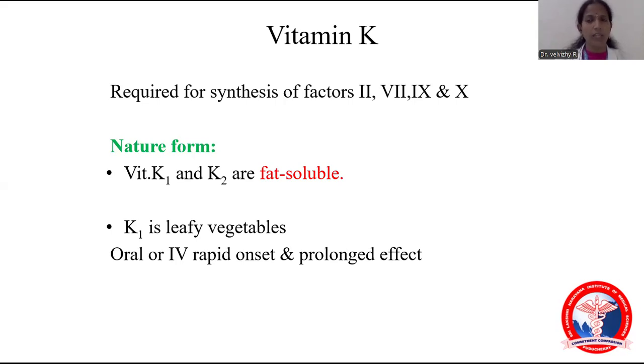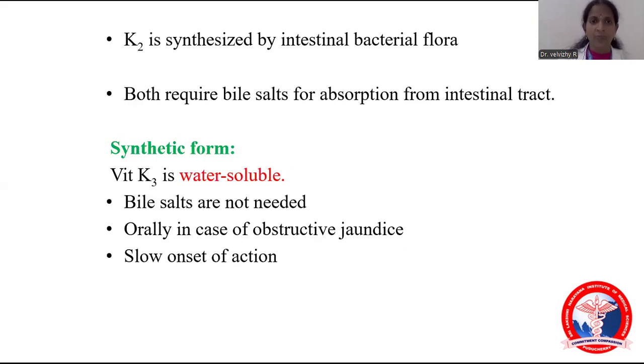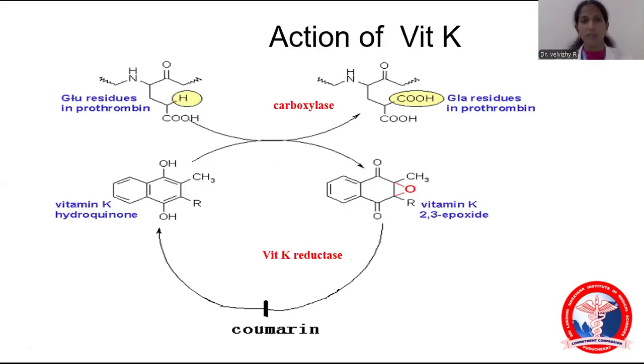We have K1, K2, and K3. K1 is abundantly present in leafy vegetables, and K1 can be given orally or IV. It has a rapid onset and prolonged effect. Whereas K2 is synthesized by the bacterial flora. K1 and K2 require bile salts for their absorption. Whereas K3 is the synthetic form, and it does not require bile salts for absorption. So in case of obstructive jaundice, or if the patient requires coagulants and you want to give them orally, always go for vitamin K3, not K1. But vitamin K3 has a slow onset of action.